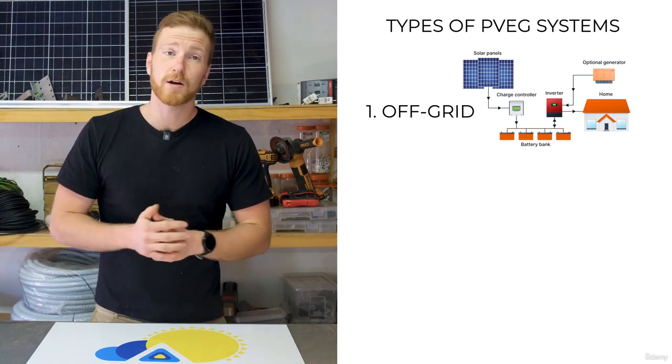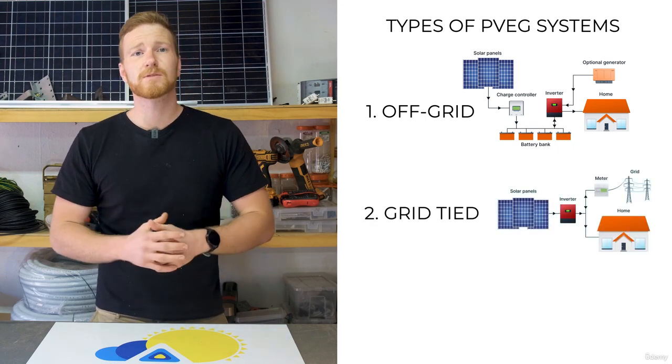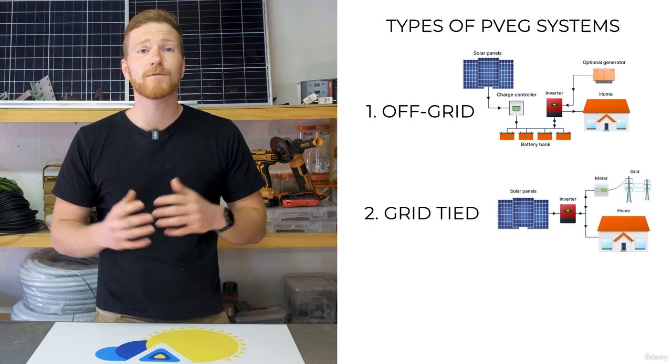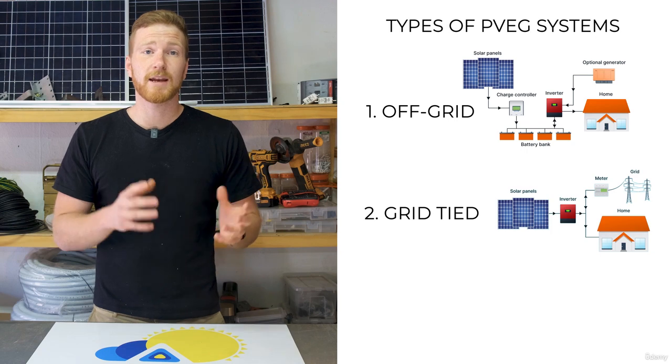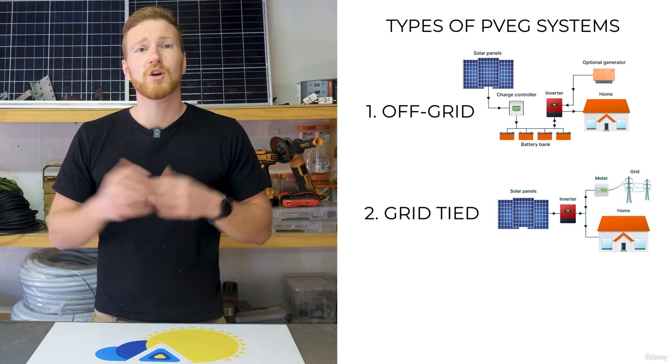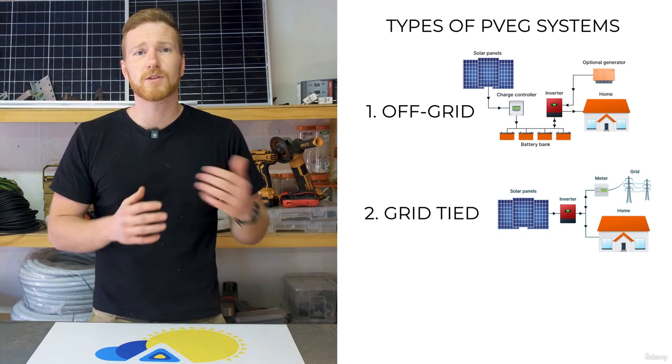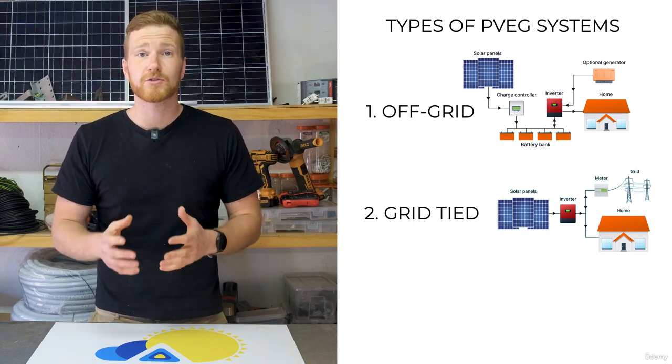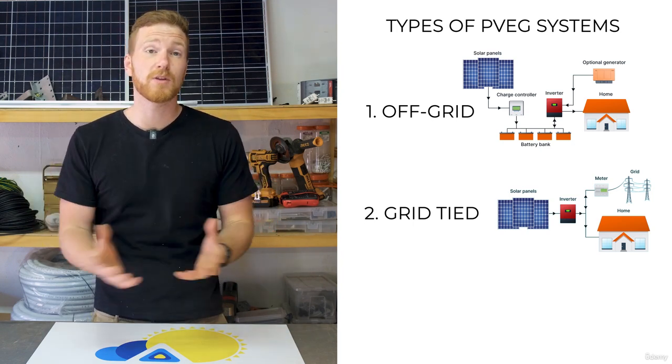Number two are grid-tied systems. Grid-tied systems use solar power primarily during the day and grid energy at night. There is no energy stored in battery banks. Surplus power can then be exported to the grid if the right infrastructure is part of the community grid.